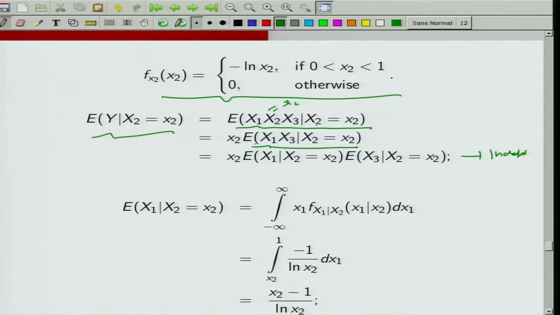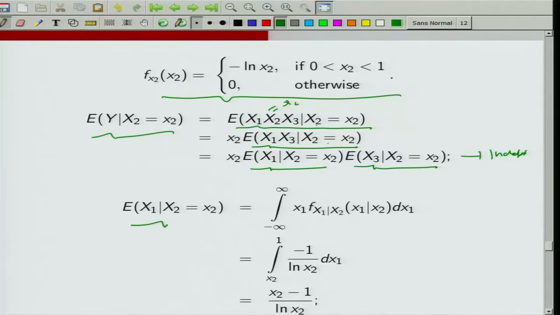So, if they are independent, then the expected value of the product would be the same as the product of expected values. So, this is the same as E[X1 | X2 = x2] multiplied by E[X3 | X2 = x2]. So, it would be the product of expectations with respect to the same conditional distribution. And the conditional distribution involved here is X2 = x2. So, this is what it turns out to be.